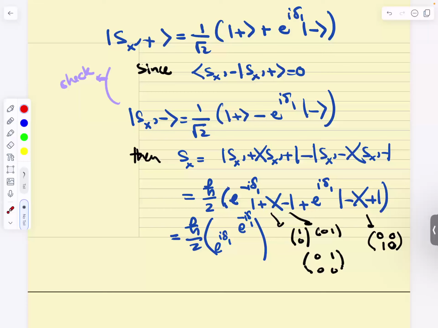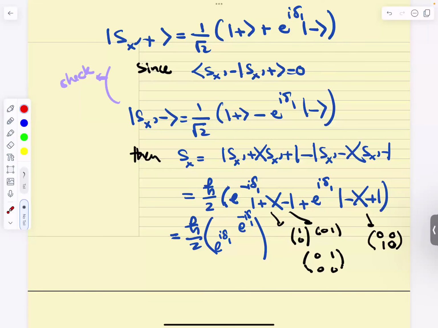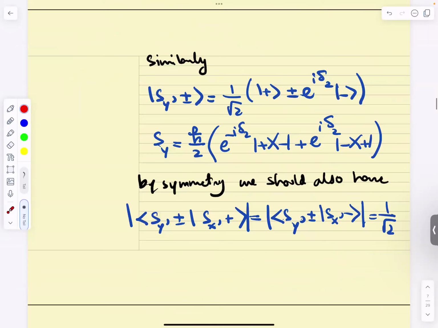All right. Now, here comes the problem. Spin has 3 components.